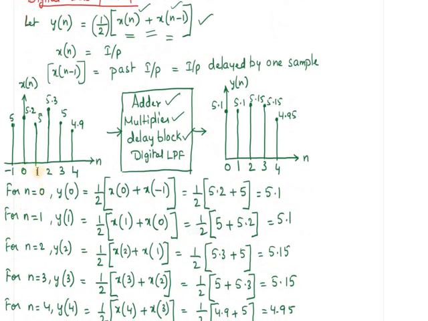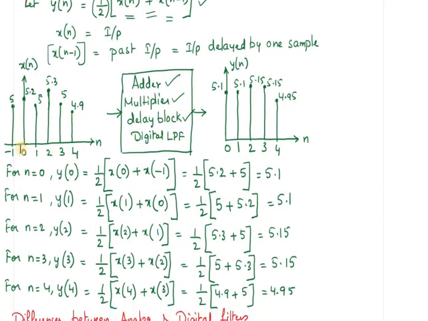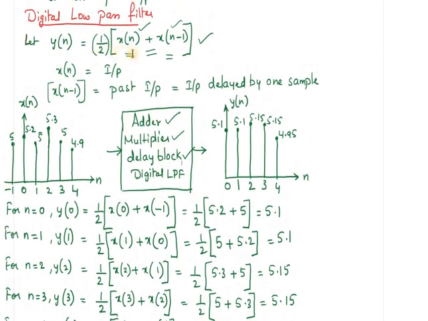Here I have taken one example. You can see these are the inputs given to this digital low pass filter. At minus 1 there is a magnitude of 5, at 0 we have 5.2, at 1 it is 5, at 2 it is 5.3, at 3 it is 5, and at 4 the magnitude is 4.9. Now if this input is passed through this digital low pass filter, how to calculate the outputs? This is based on the above equation.